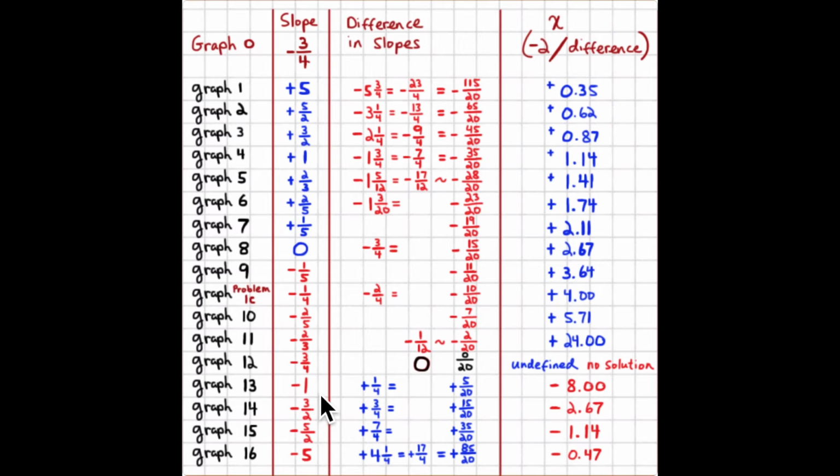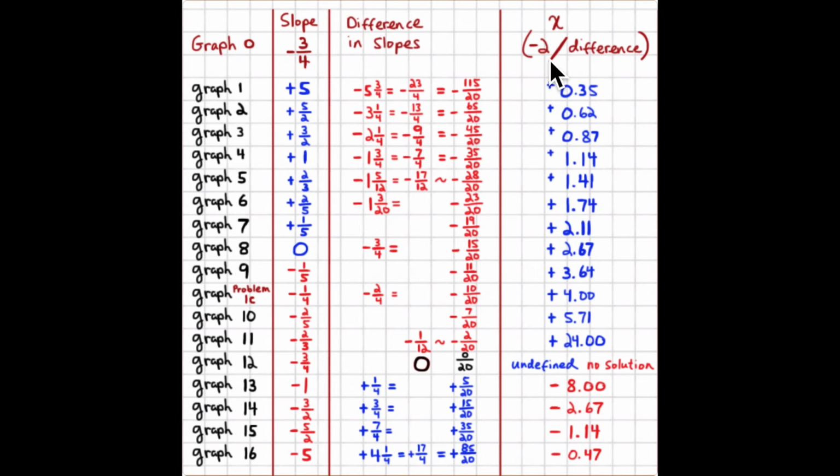And finally, continue past the parallel lines. The slope continues to increase in a negative direction, or as a negative amount, go up to a slope of negative 5, so very slanted. But the difference now is increasing. It's getting larger and larger as a positive value.